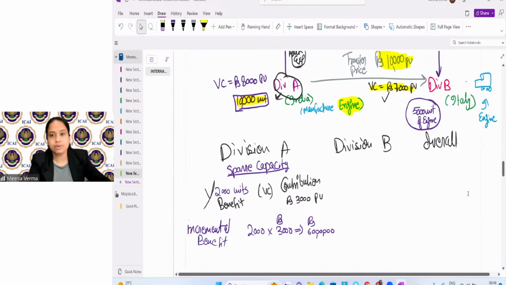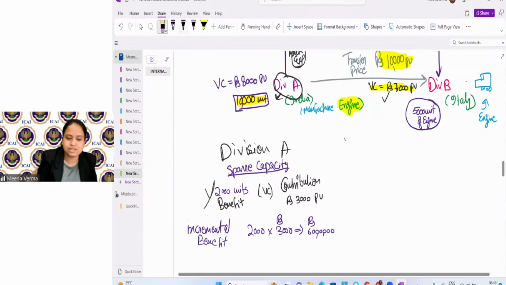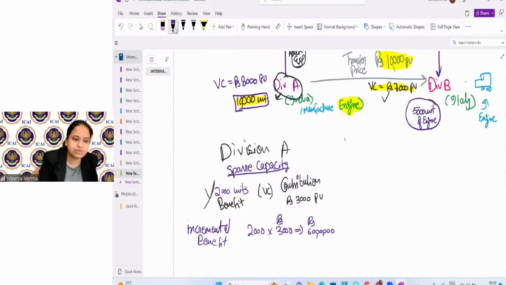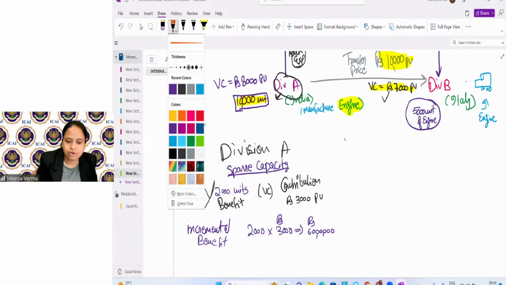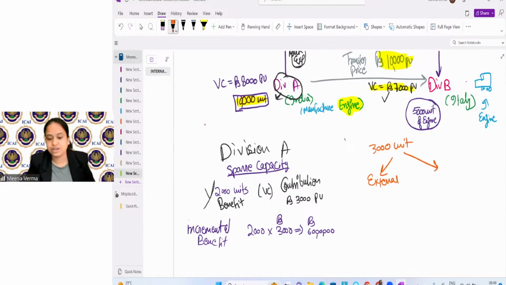Now what about the 3,000 units? Because ma'am, 5,000 units they are transferring. Let's talk about the remaining 3,000 units for division A. Let me remove this first because I need space. For the remaining 3,000 units, the company has two options. Either they can sell it externally or they can transfer it internally.